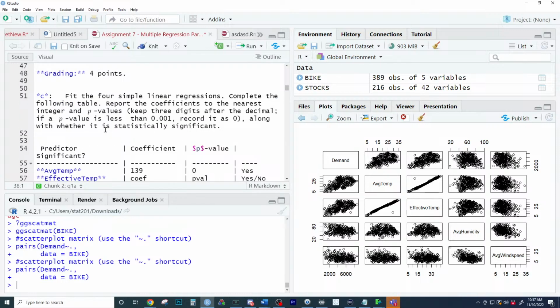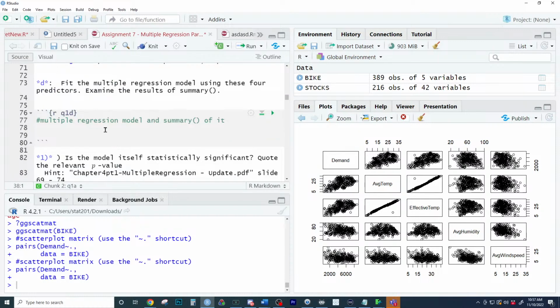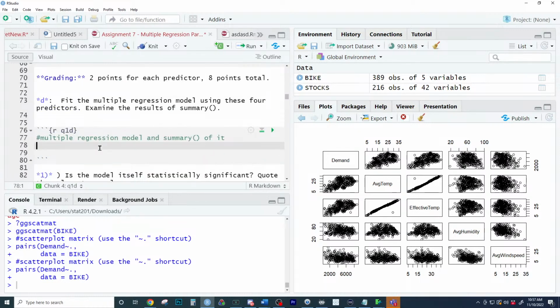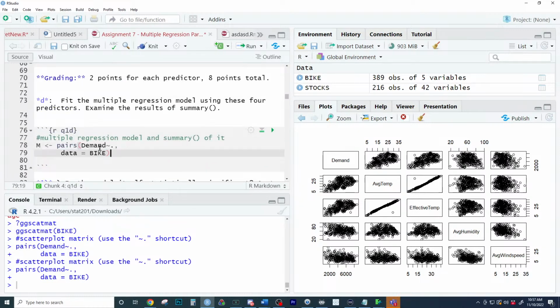So 1D, let's look at 1D. 1D says fit a regression model using these 4 predictors and examine the results. How do we fit a model with the 4 predictors? We've already got code that kind of works for it, and we're pretty much good to go. Let me take a note.